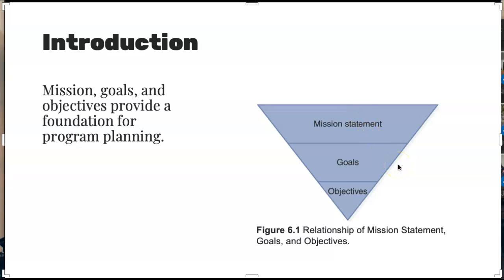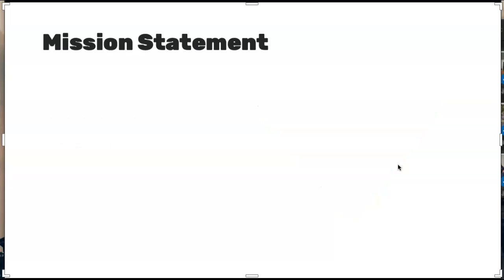So whenever you're thinking about how these three things compare as far as their spectrum, how general they are and how specific they are, think about this inverted pyramid going from mission to goals to objectives as far as their generality, starting at mission statements being big, going down to much smaller and more refined with objectives.